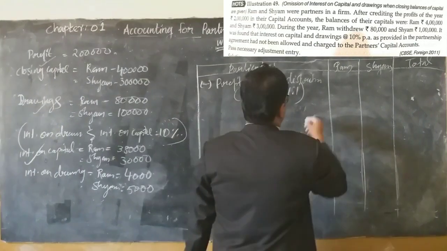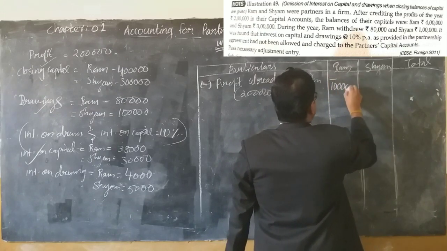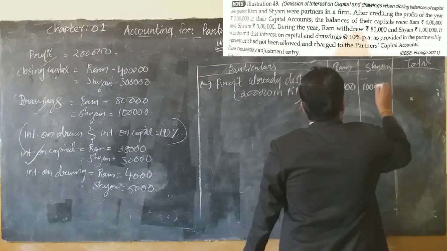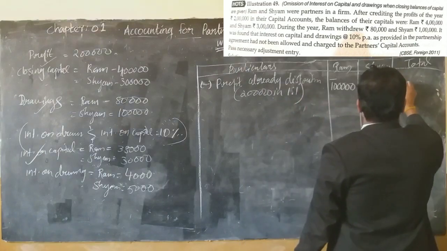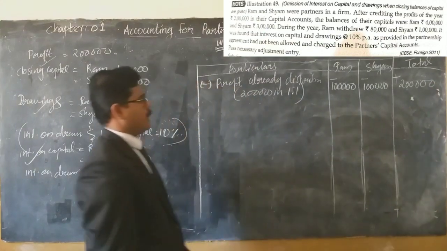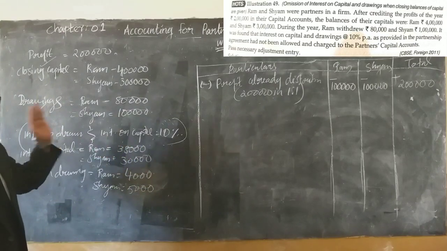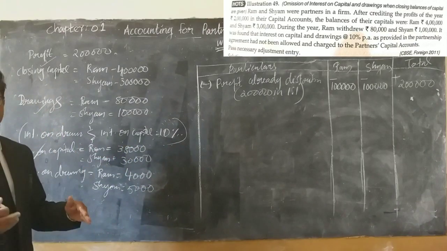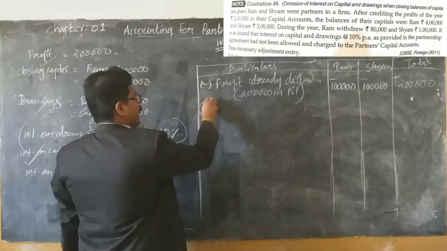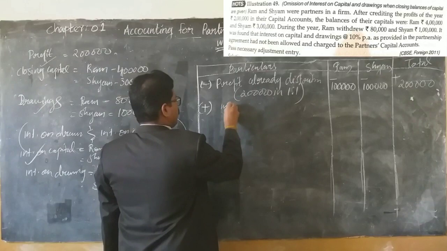That means what will that be? From Ram we will take 1 lakh rupees and from Shyam we will take 1 lakh rupees. So total in our account there will be 2 lakh rupees. Correct? And the next one, after taking the profit back, first one, interest on capital. We have to provide interest on capital, so interest on capital will be added to their capital account.